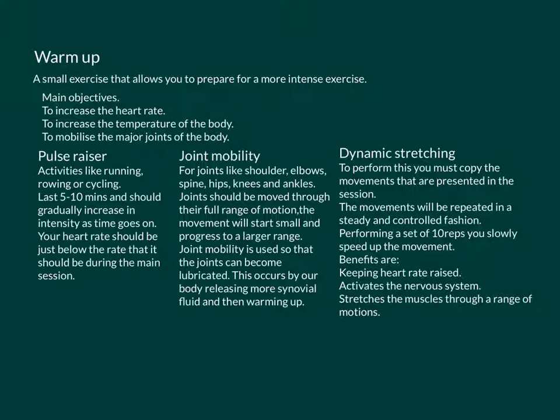Your heart rate should just be below the rate that you should be during the main session. Joint mobility. For joints like shoulders, elbows, spine, hips, knees and ankles, joints should be moved through their full range of motion. The motion will start smaller and progress to a larger range. Joint mobility is used so that joints can be lubricated. This occurs by the body releasing more synovial fluid and then warming up.